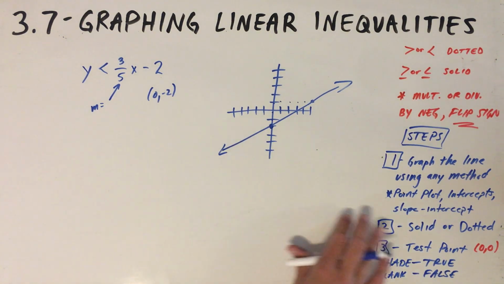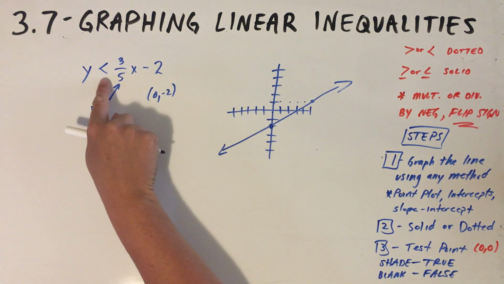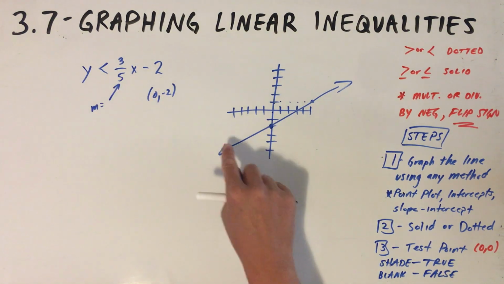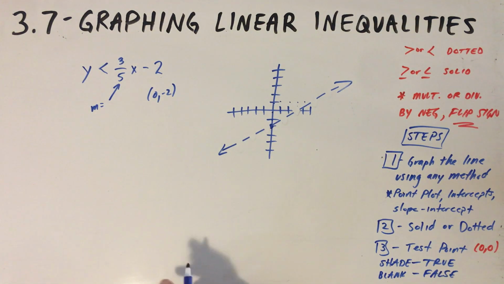I used slope-intercept form here to graph this one. And now I want to decide if the line is solid or dotted. Well, looking at this, this is not equal to, so this line is going to be dotted. Okay, that's step 2.